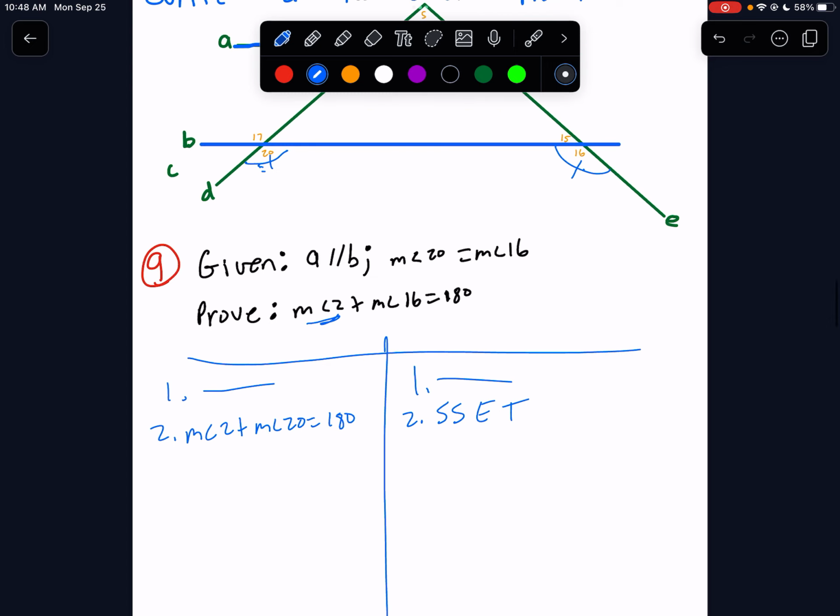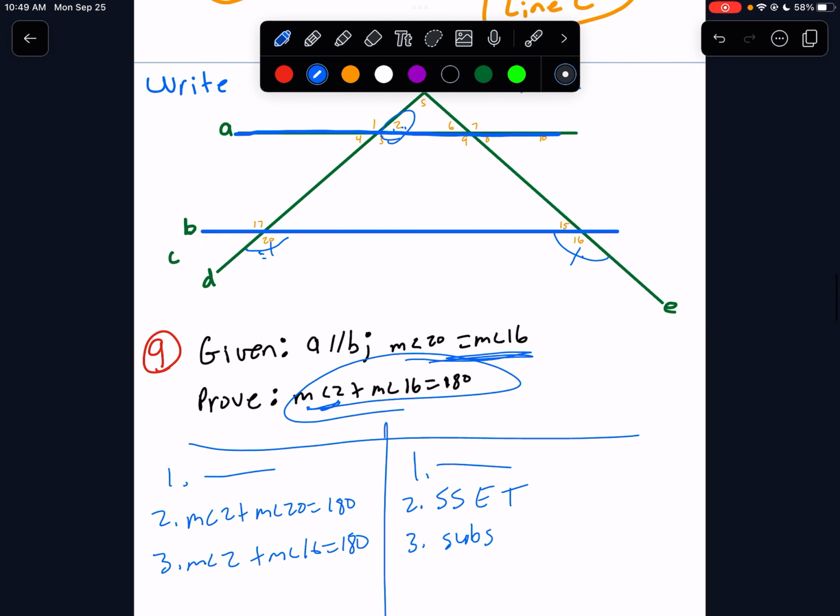Then they told us that angle 20 and 16 are the same. So can I make that angle 2 plus angle 16? Can I take out 20 and replace it with 16? What do you call that when you remove and replace? It's called a substitution. And that's actually it. That's all we're trying to prove here. So we're already done. Sometimes they're real short. But yeah, that's the entire thing.